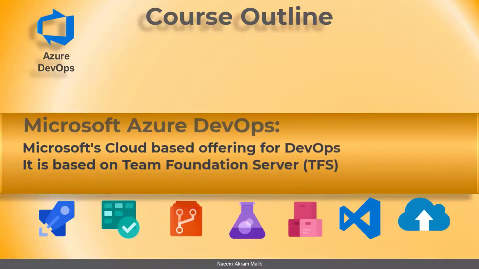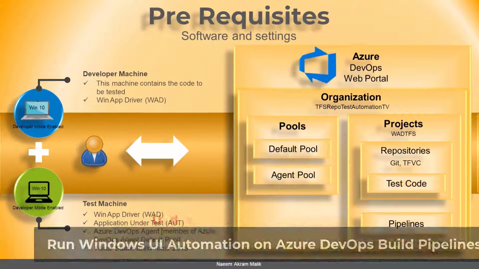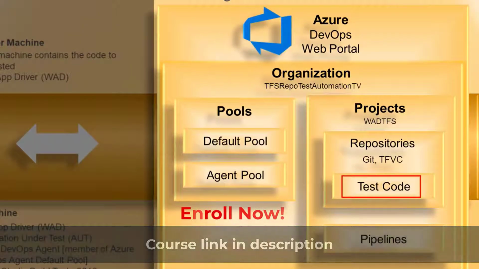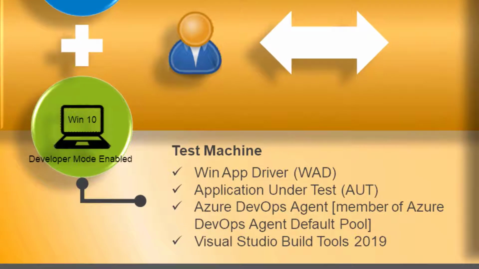Microsoft Azure DevOps is Microsoft's cloud-based offering for DevOps. It is based on Team Foundation Server, which is also known as TFS. Microsoft Azure DevOps provides us with a complete solution for storing our test scripts and for running them on a test machine through Visual Studio Build tools.